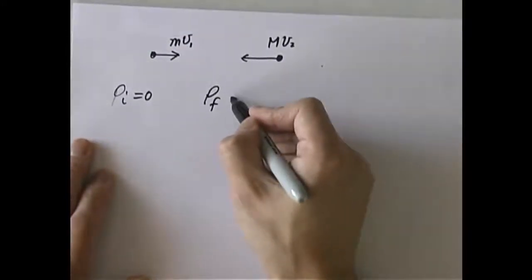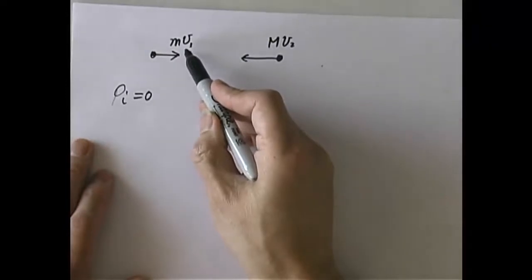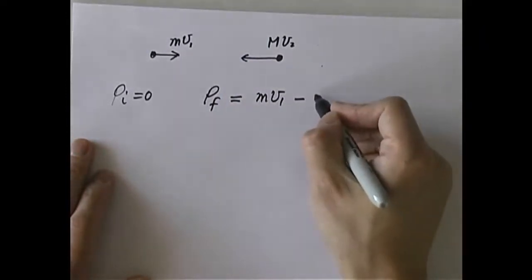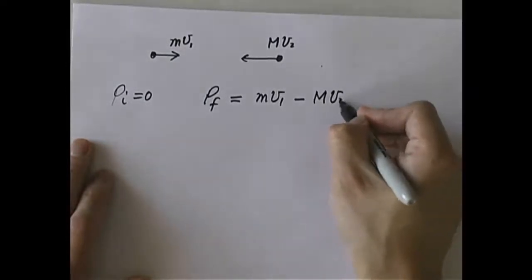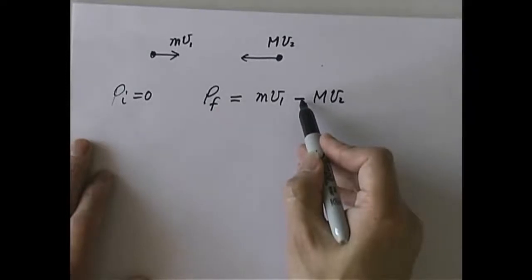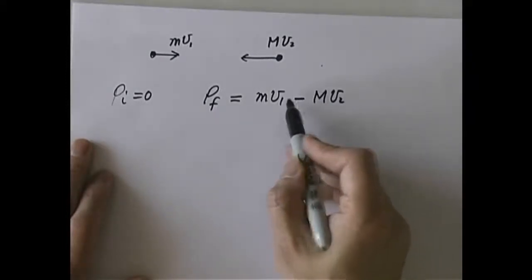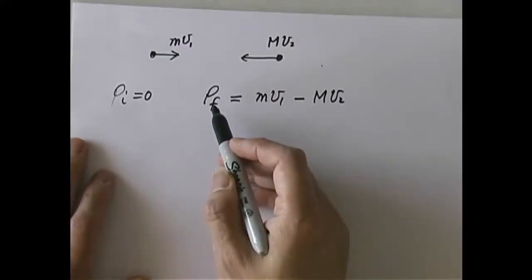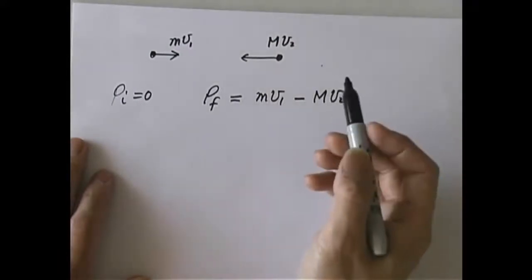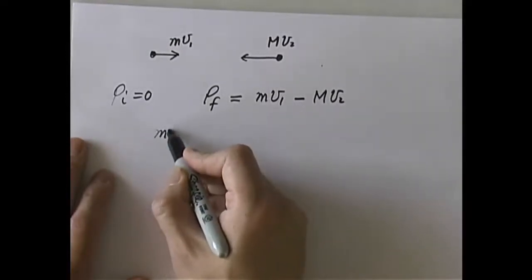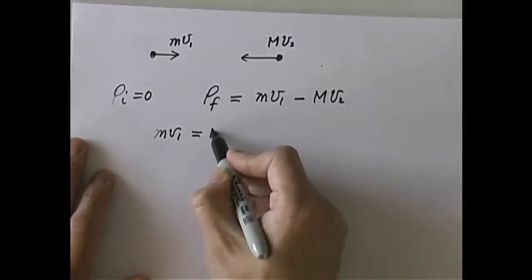P final equals m v1 minus capital M v2. These v1 and v2 are positive, they're all magnitudes. That's why I attach the negative sign here to account for the direction of motion. Okay, P initial and P final are the same, right? Because after all, the momentum is conserved. So that tells you that m v1 equals capital M v2.